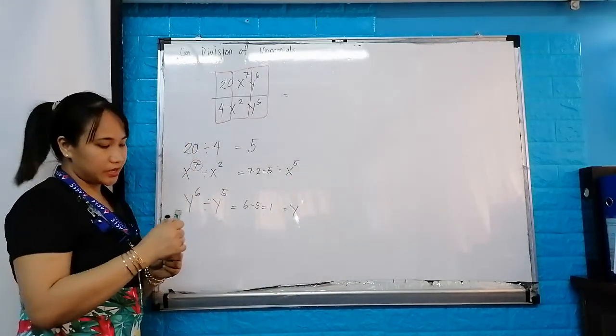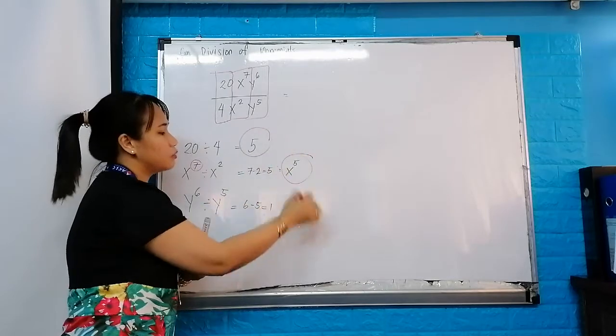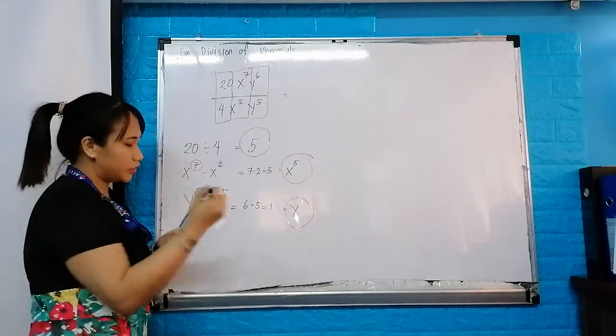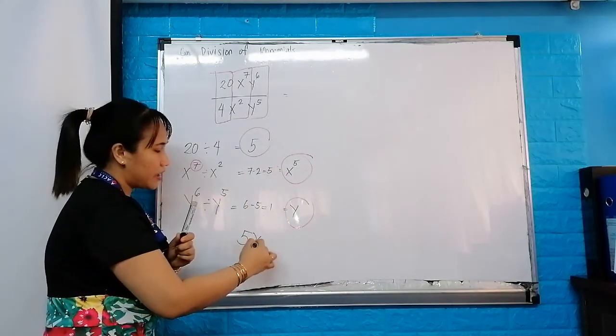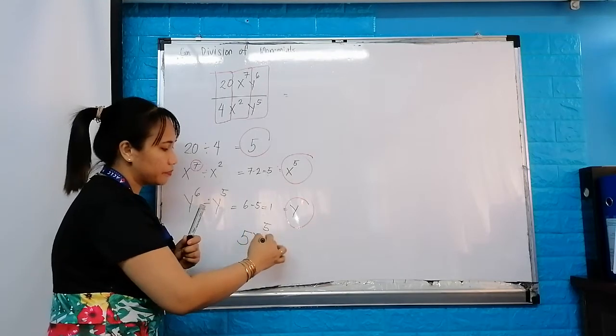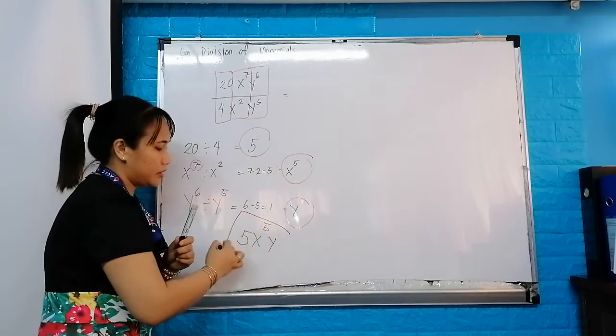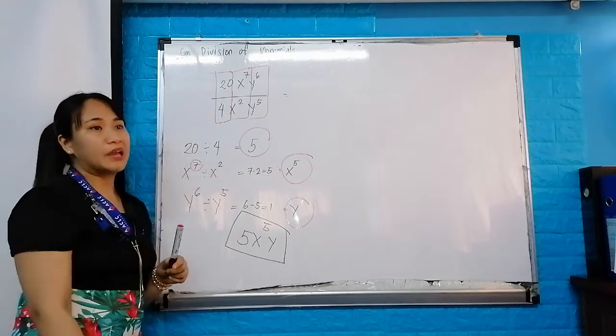So for your final answer, you put together the coefficient and the two variables. The final answer is 5 x to the 5th power y. Okay, that will be your final answer.